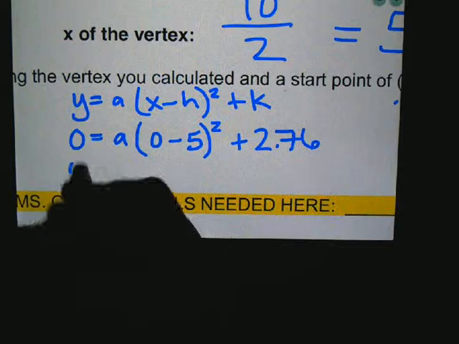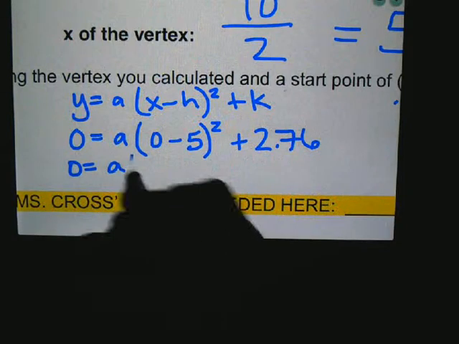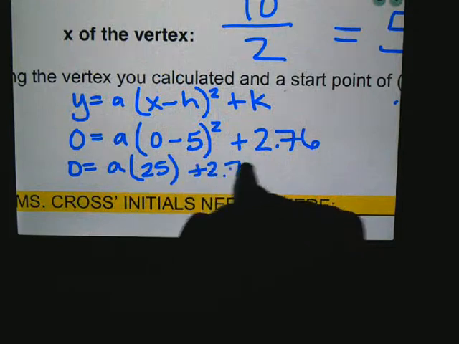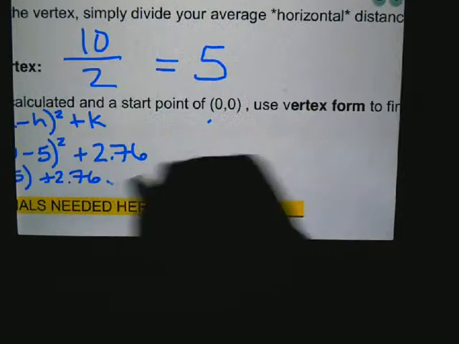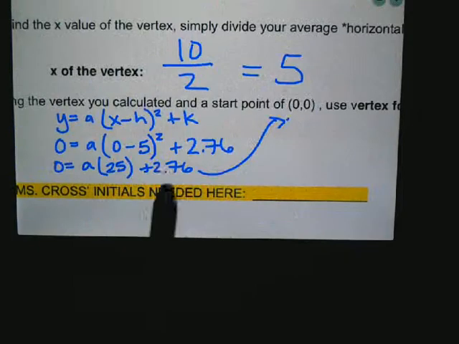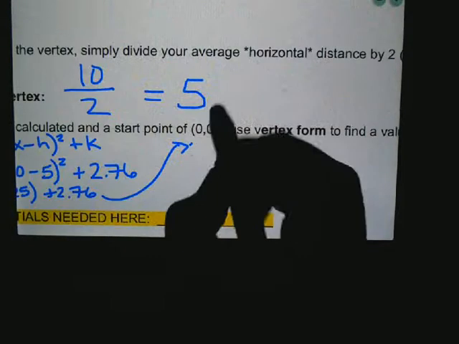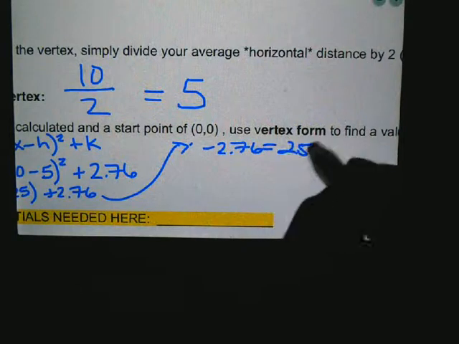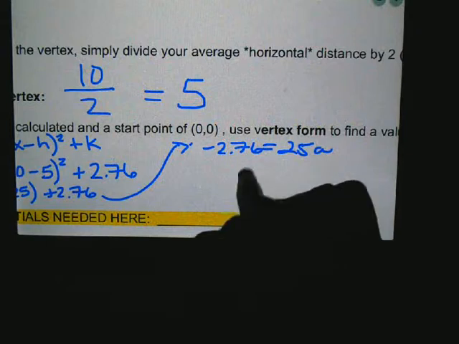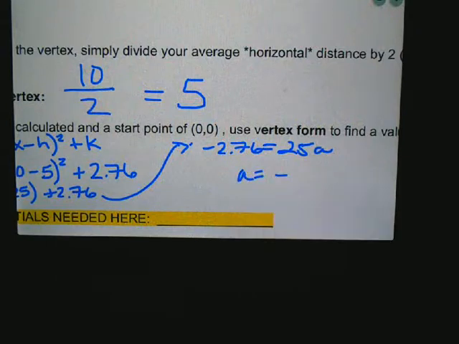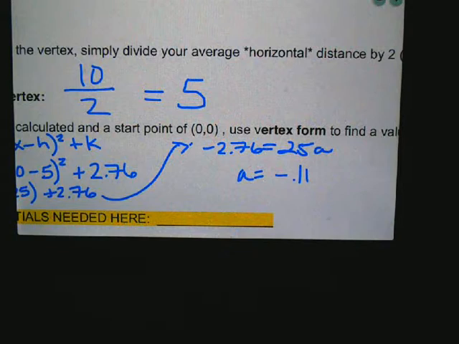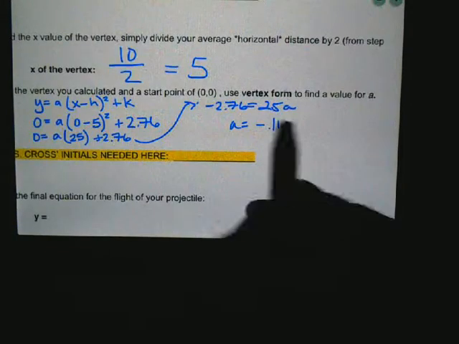And then I'm going to go ahead and simplify. So we have 0 times A. This would be negative 5 squared, or 25, plus 2.76. I'm going to go ahead and subtract 2.76 from both sides. So I get negative 2.76 equals 25A. And then I'm going to divide both sides by 25. And when I do that, I get negative 0.11. Okay. So I found my value for A.